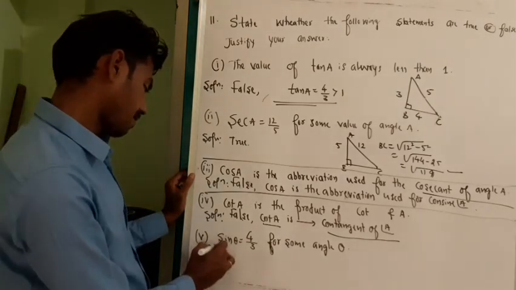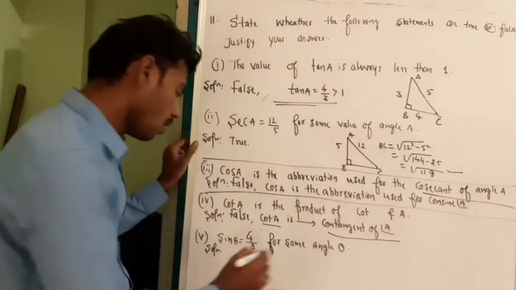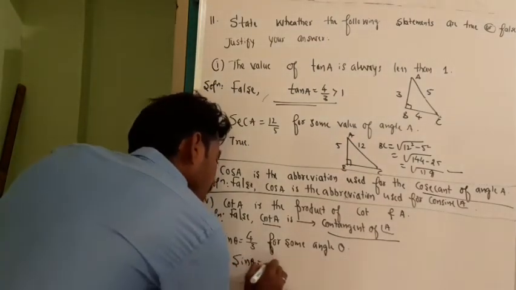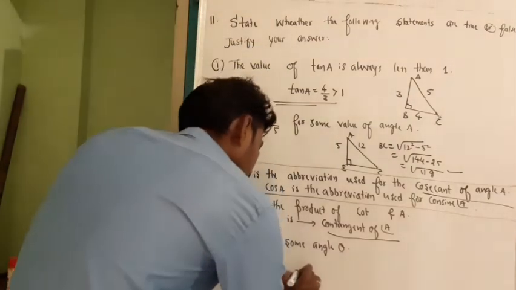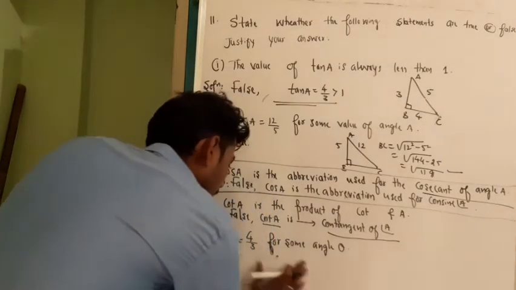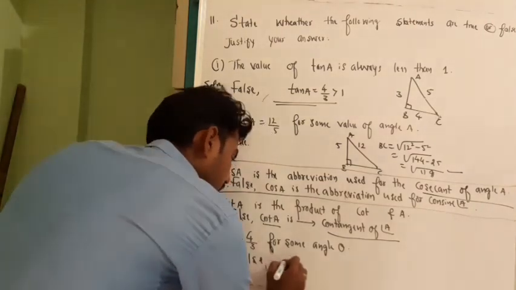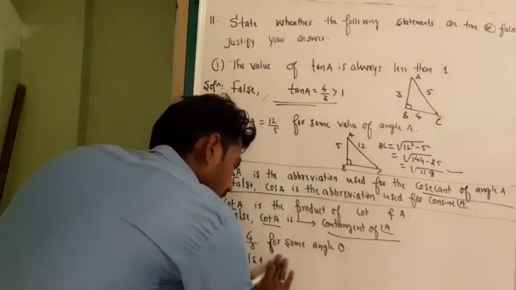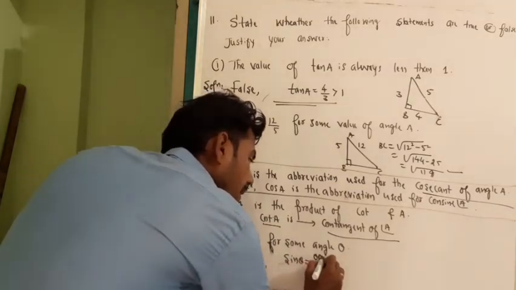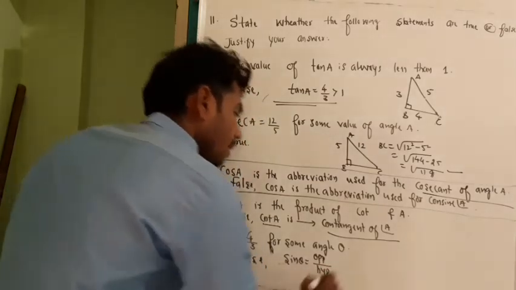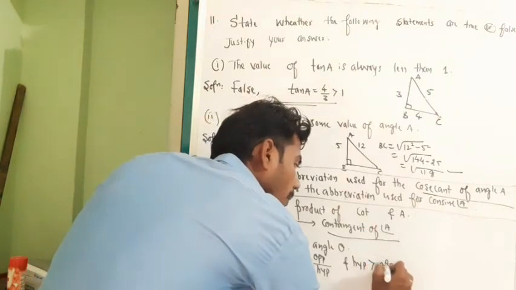Next, sin theta is equal to 4 by 3 for some angle theta. The answer is false, and we will give the reason. We know that in any right triangle, sin theta is equal to opposite by hypotenuse, and the hypotenuse is always greater than the opposite.